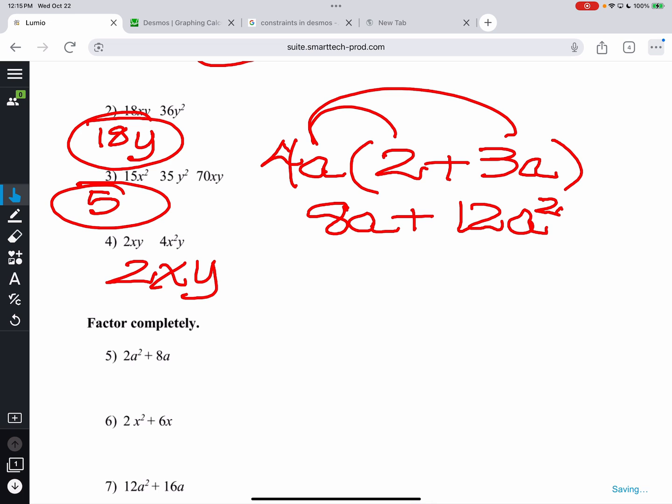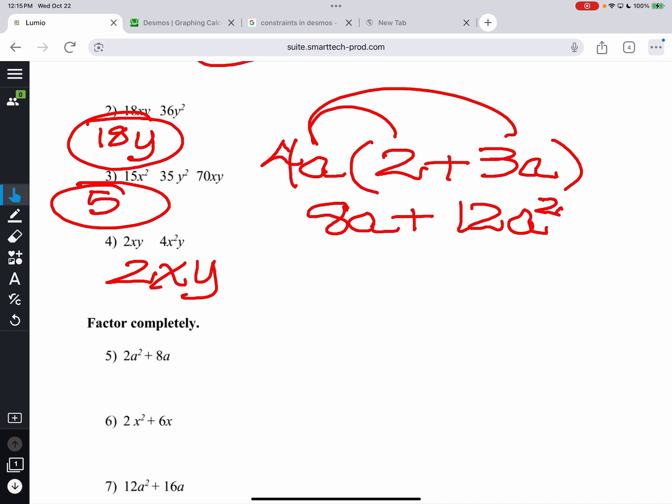How did you get that? What operation did you use when you distributed? Multiplication. We multiplied 4a by each of the terms to end up with the final answer. Basically what we're doing down here is, here's the final answer right here. We're going to figure out what it looked like before it was distributed. See, 4a is actually the greatest common factor for 8a plus 12a squared.